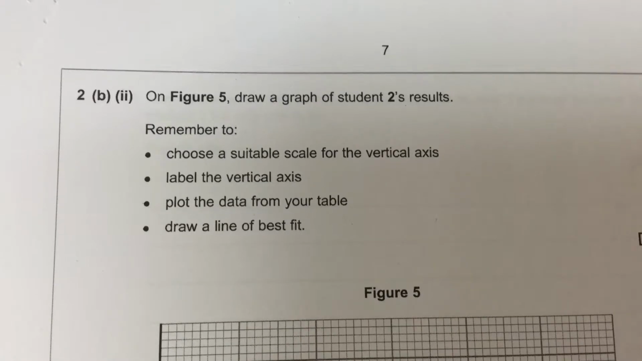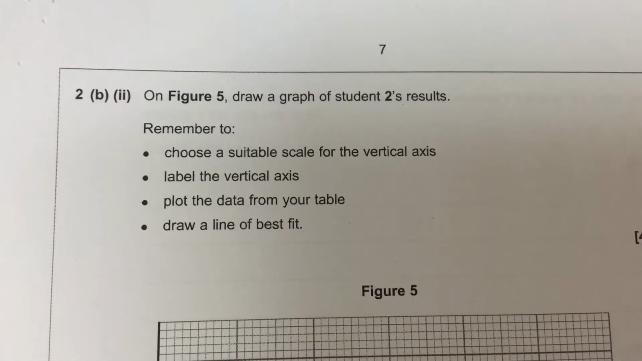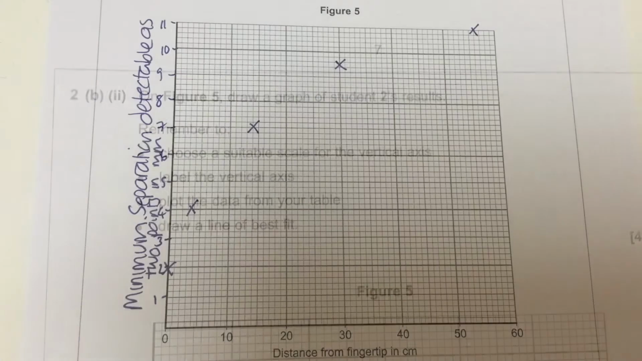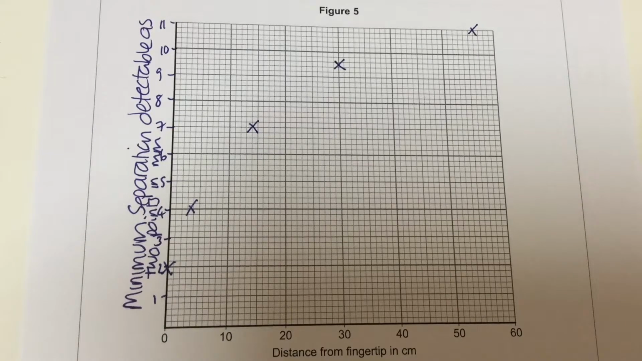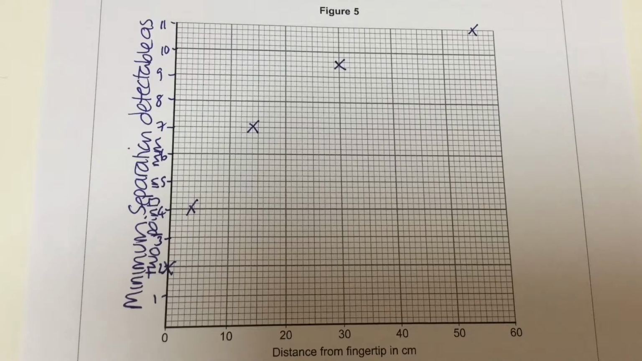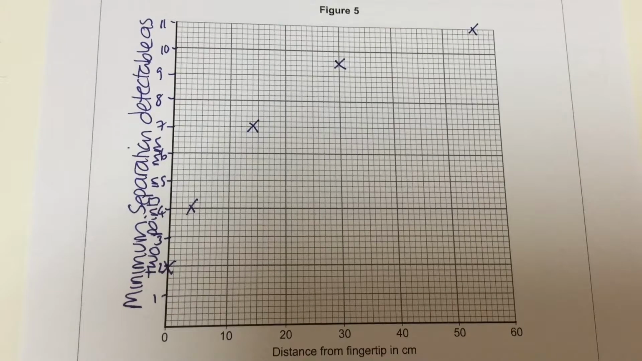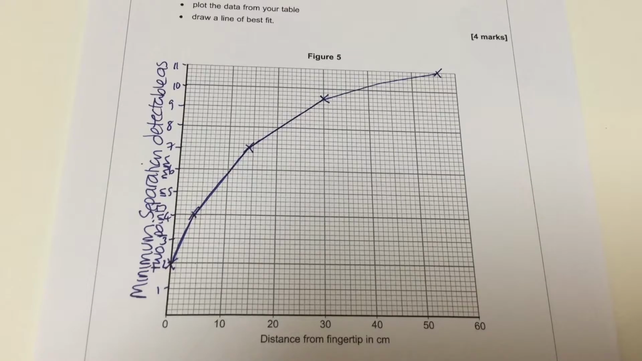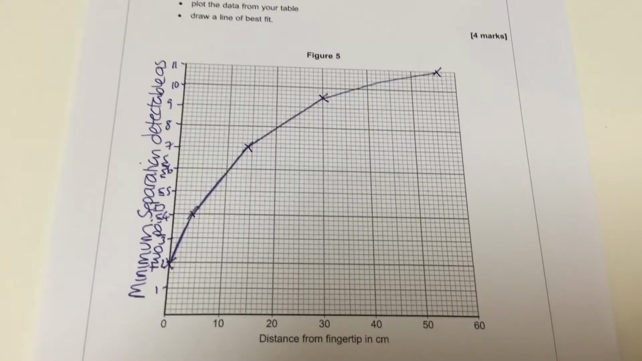Remember to choose a suitable scale for the vertical axes. It's been very kind to us because they've labelled the x-axis and done the scale. Label the vertical axes, plot the data from your table, draw a line of best fit. Okay, so hands up, it's early in the morning here and my graph is rubbish. That's my excuse.